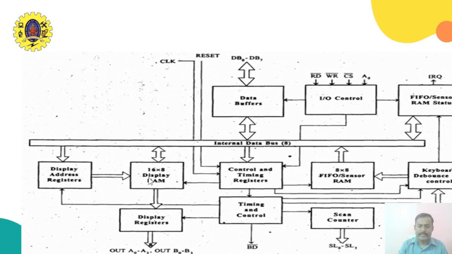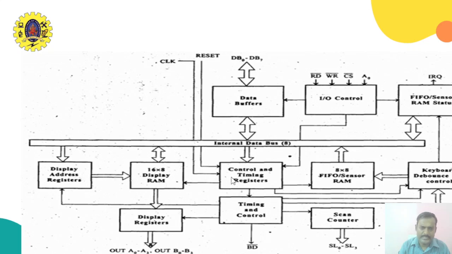We have only 8 displays, but we can display up to 16 characters by using rolling displays. So the 16 characters to be displayed will be stored in this 16 cross 8 display RAM. This display RAM address register selects only one address, so only that data is correspondingly displayed. Look at this. These are the display registers. We have output signals from A0 to A3 and then output signals from B0 to B3, so totally we have 8 output signals.